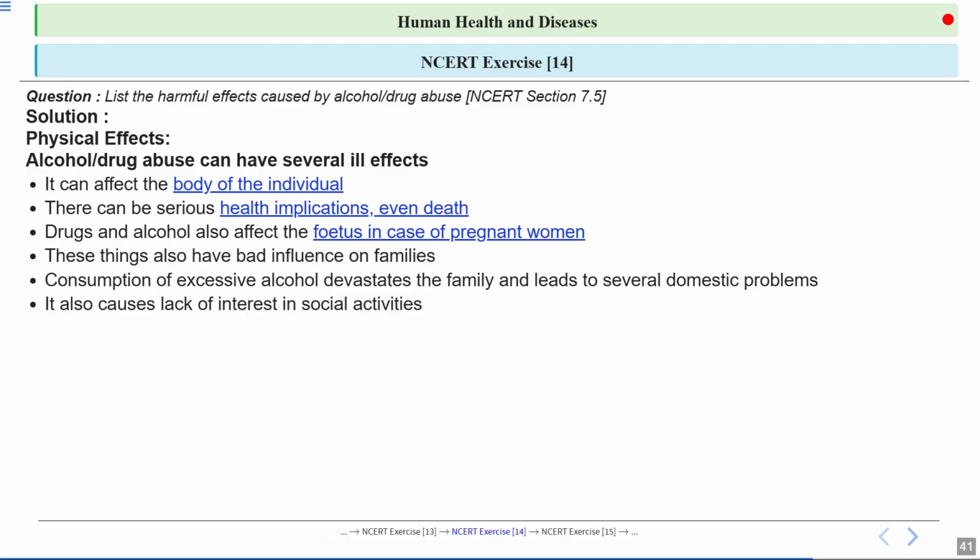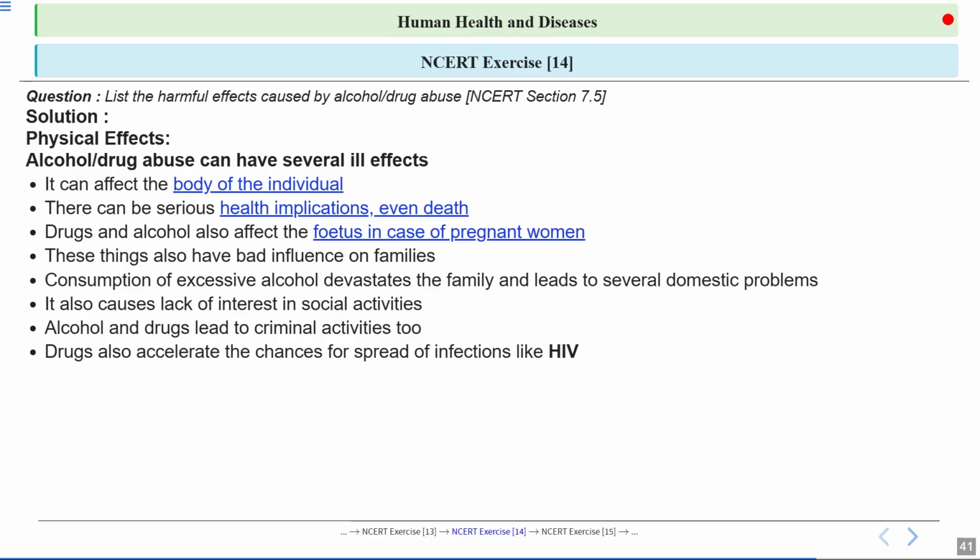Now, it also causes lack of interest in social activities. People may withdraw from friends, hobbies, and community events. Now, this isolation can make recovery even harder. Alcohol and drugs lead to criminal activities too. Sometimes people may steal or break the law to support their addiction, or their judgment is impaired, leading to risky behavior.